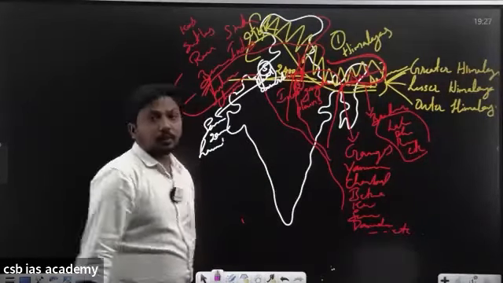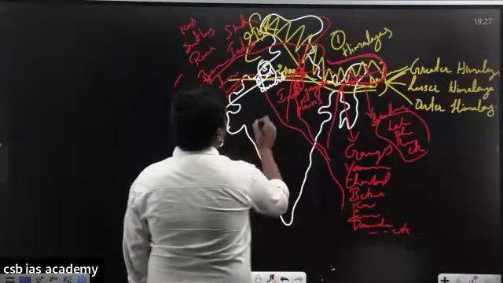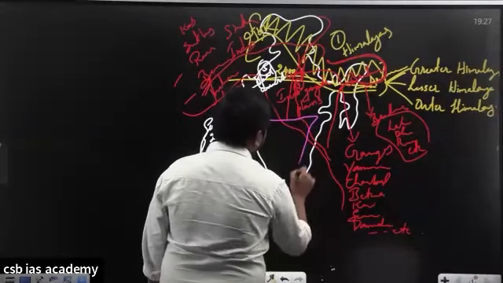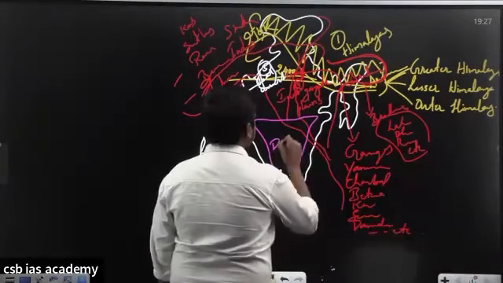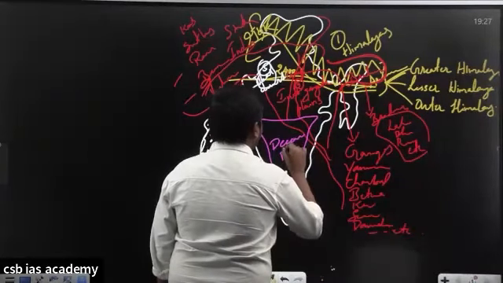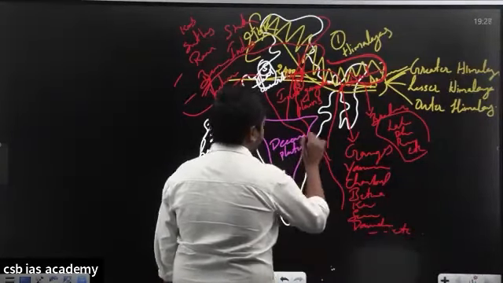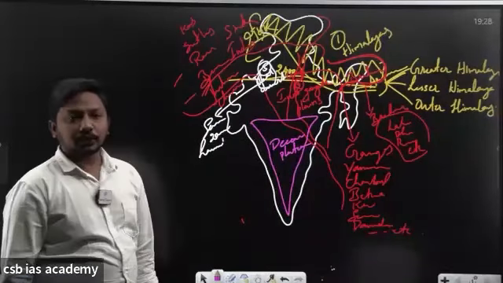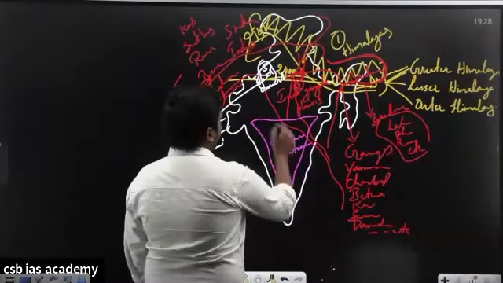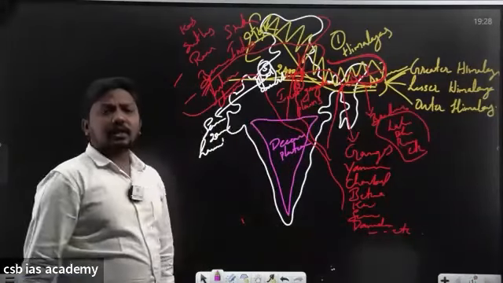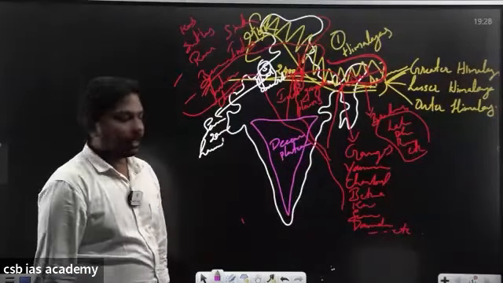Now, from these regions, if you come towards south, you can find the fourth most important physiographic division, that is Deccan Plateau. Now, this Deccan Plateau has a few natural borders.